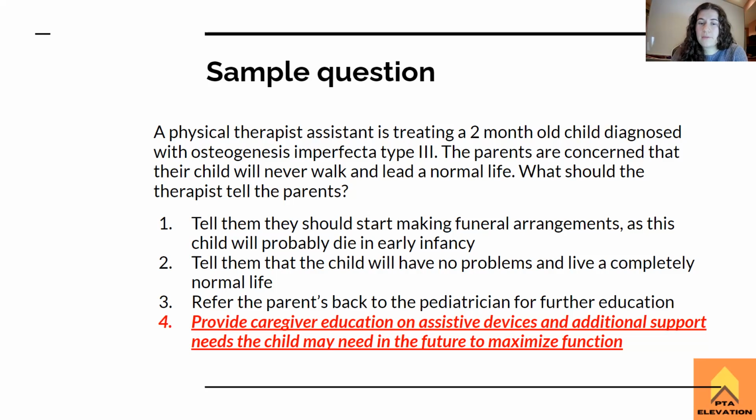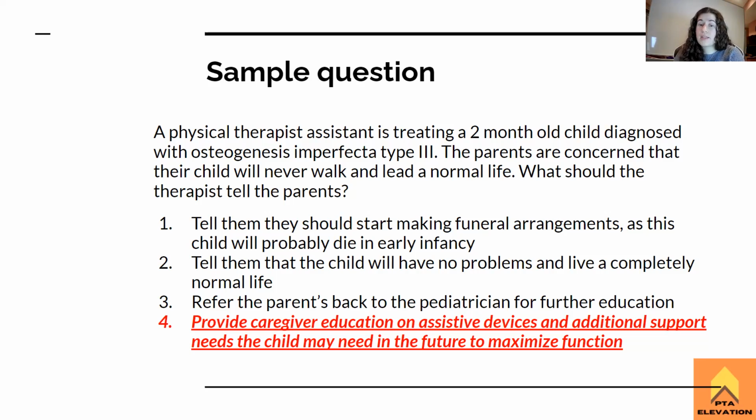Number 3, referring the parent back to the pediatrician for further education. Now, we could do this as well. This isn't a bad option, to tell them to go back to their pediatrician and see what things the child might need later on. But we do have it within our scope of practice to educate patients on their condition and what to expect in the future, possibly. So this is within our scope of practice to educate these parents. And remember, the most important thing when it comes to treating osteogenesis imperfecta is parent education.